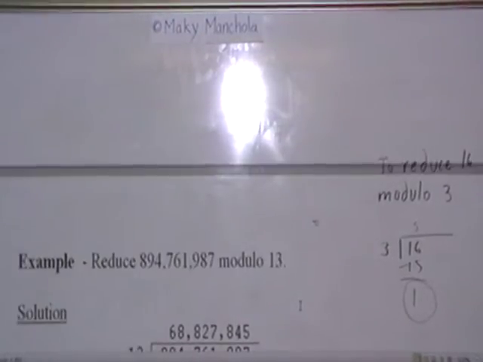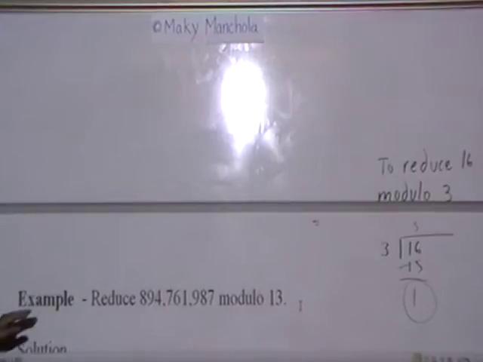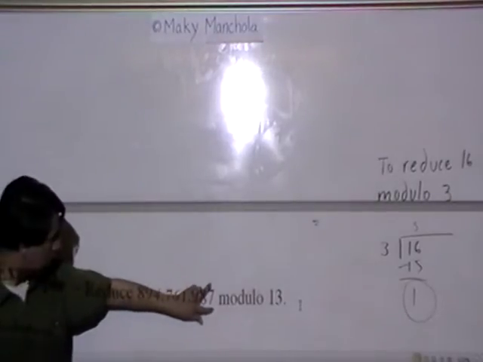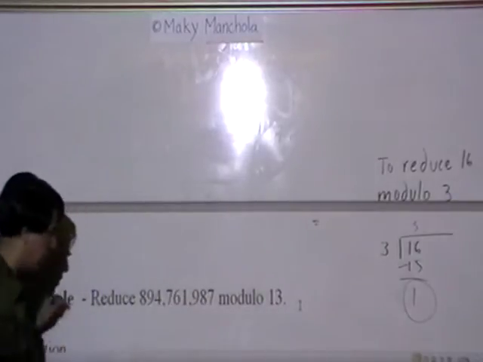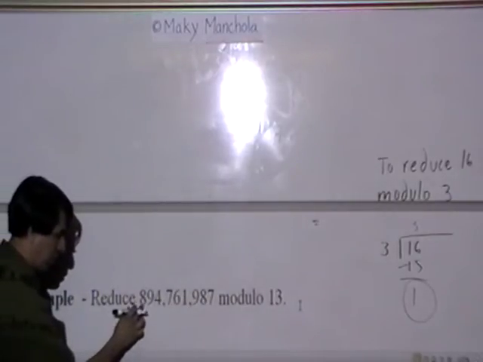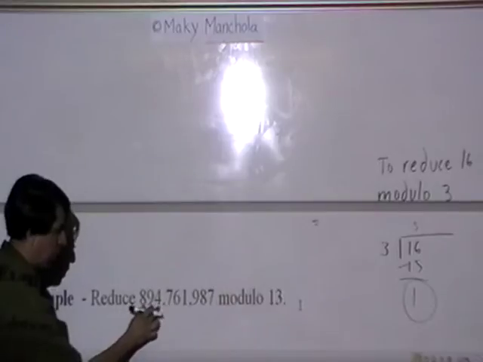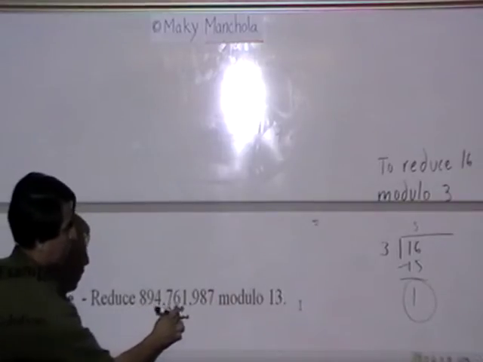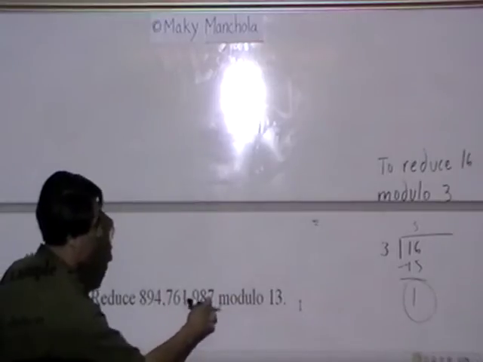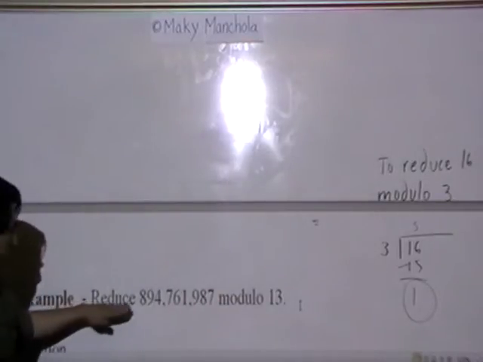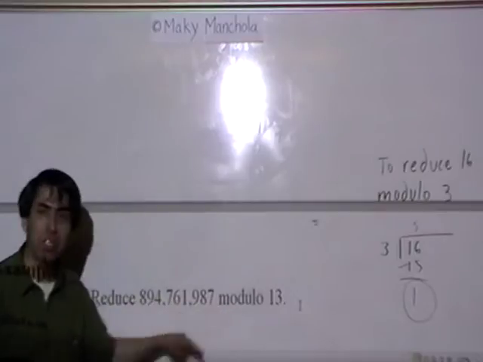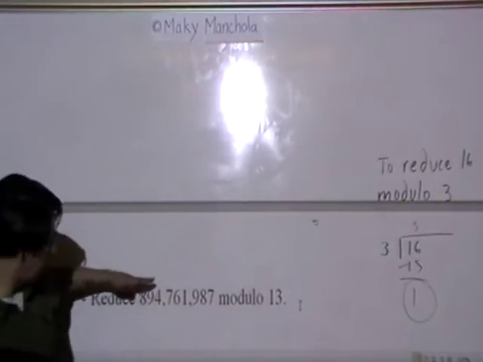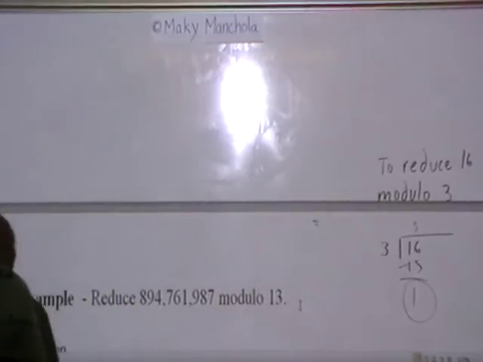Let's look at one example. Reduce this big number, modulo 13. The big number happens to be 894,761,987. So we want to reduce this big integer modulo 13. Then what we want to do is find the remainder when dividing this number by 13.